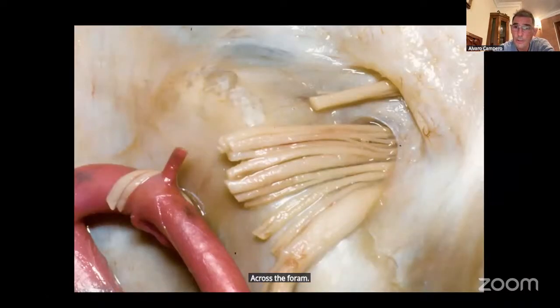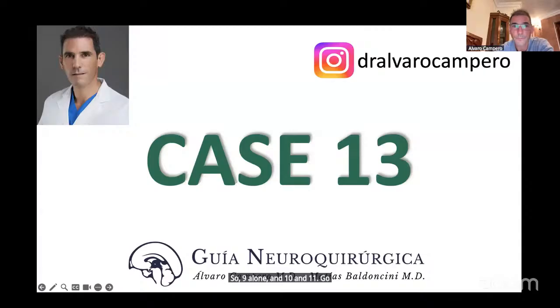And it is important to realize that the 9 cranial nerve goes through alone, and the 10 and 11 go in the same foramen. So 9 alone and 10 and 11 go together. I would like to show some cases in relation with the lower cranial nerve.